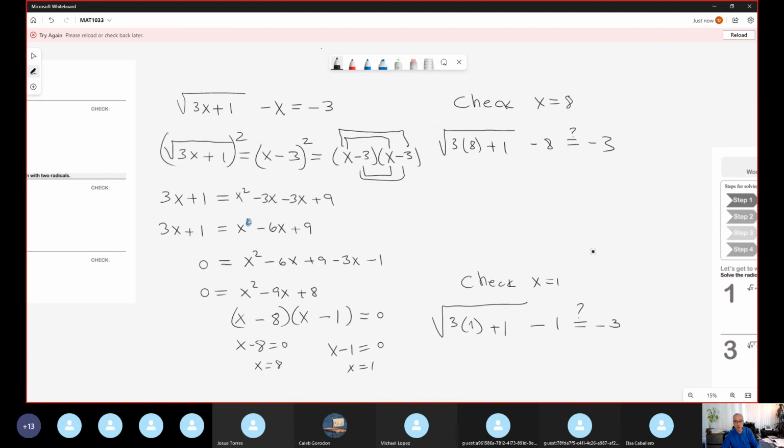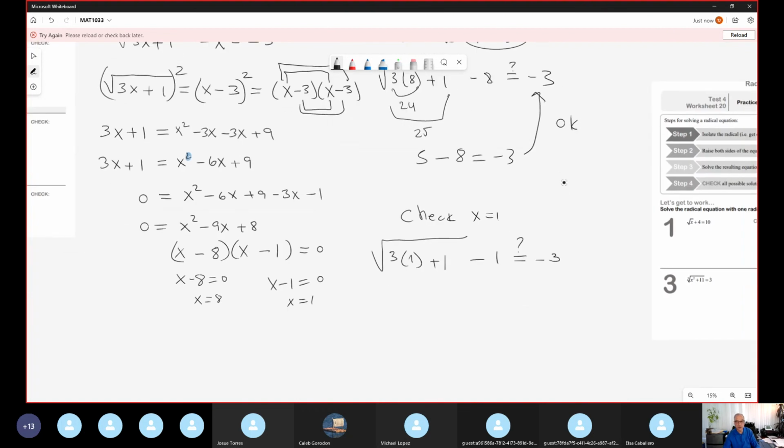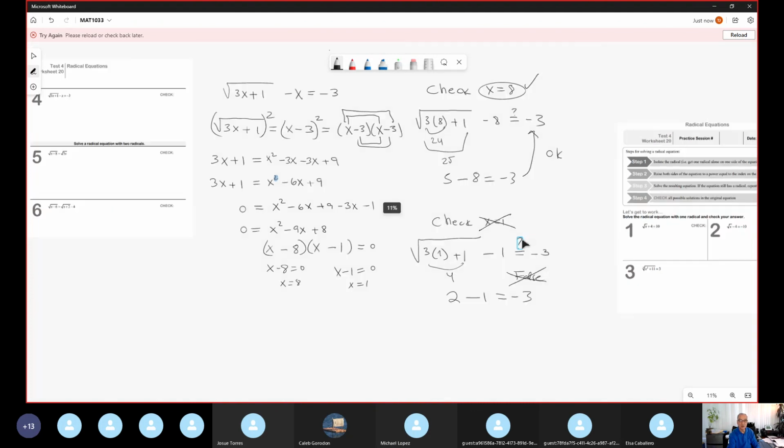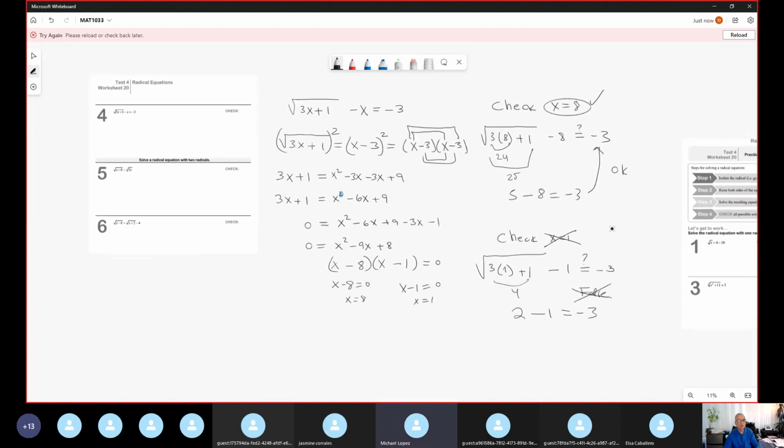I claim this statement because I am not sure it's true. This is 24, and 24 plus 1 is 25. The square root of 25 is 5, and 5 minus 8 is equal to minus 3. Is it correct or incorrect? It's correct. Therefore, the solution 8 works. Nice. Let's do the other one. Does it work or not? I don't know. 3 times 1 is 3, 3 plus 1 is 4, the square root of 4 is 2, and 2 minus 1 is not equal to negative 3. Is this correct or incorrect? Incorrect. Totally false. Therefore, you only have one solution. What is the one solution? x equals 8. End of the story. Very well.